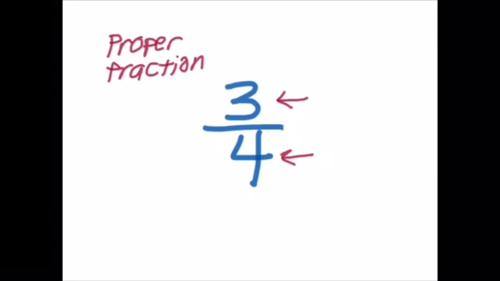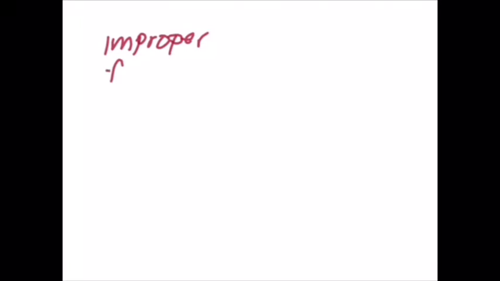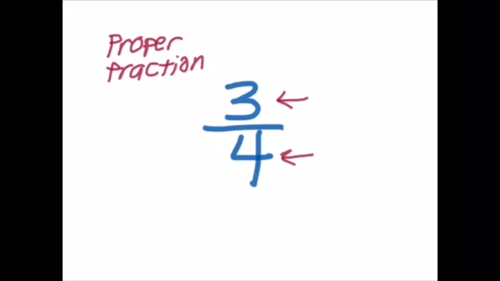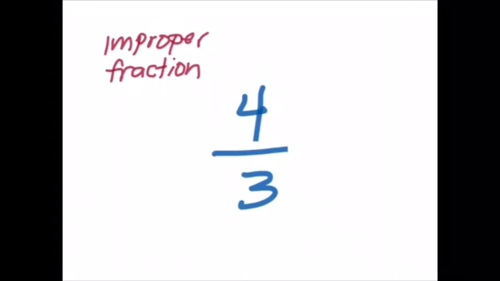Now, I bet you could guess what comes next. If 3 over 4 is a proper fraction, then the next thing we're probably going to talk about will be an improper fraction. And you are so smart because you are exactly right, math geniuses. Improper fraction. So if 3 over 4 is a proper fraction, an improper fraction might look like this: 4 over 3. And what you'll notice is that the numerator is a larger number than the denominator.